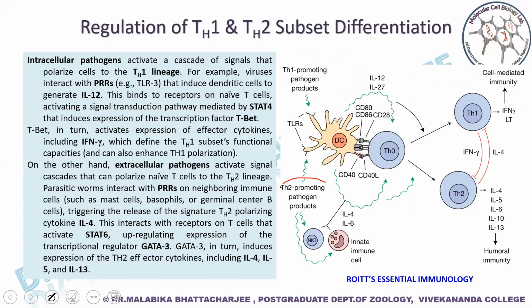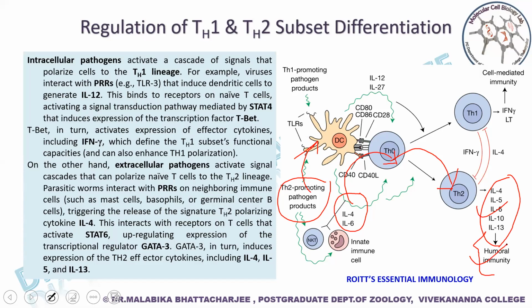But if it is a helper 2 promoting pathogen product, this has interacted with the pattern recognition receptors that can identify them. And in the vicinity, these kinds of cytokines are being liberated. In this microenvironment, the T helper 0 cells or the CD4 positive naive cells differentiate into the helper 2 category. The moment they differentiate, they start liberating a host of cytokines. These cytokines are very specific for activation of B lymphocytes. So in turn, B lymphocytes are activated and the humoral immunity takes on.